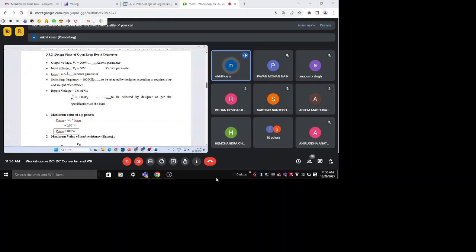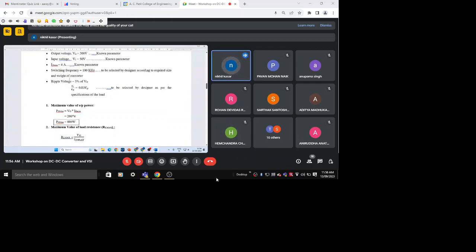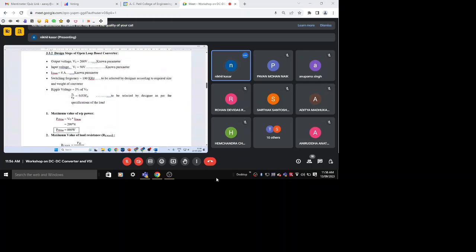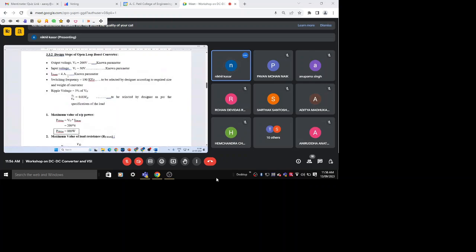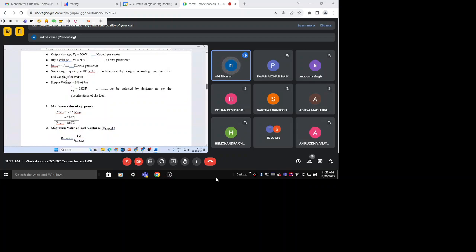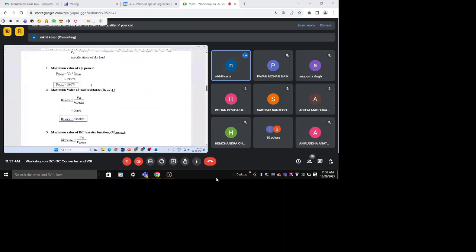Okay, so what is the requirement of your output? It depends on your application. For what application you are designing this boost converter. So we'll start with the calculation part. Now this is just like the numerical that we will solve in our day-to-day lectures and practicals. First we will calculate the maximum value of output power.